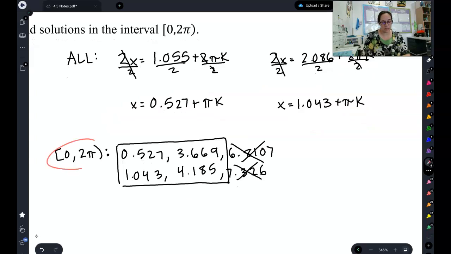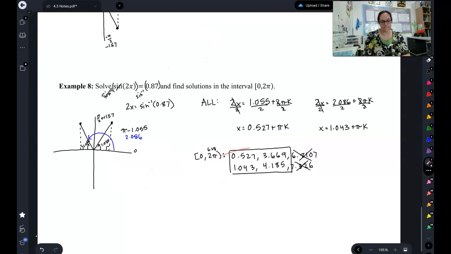However, I need to go between 0 and 2 pi, so I start with 0.527 and I add pi to it to get 3.669. I add pi to it to get 6.81. Remember that 2 pi is about 6.28 as a decimal, so that would make my 6.81 too big. Do the same thing with 1.043. Add pi to it, add pi to it. 7.326 is too big. So those are my 4 answers.